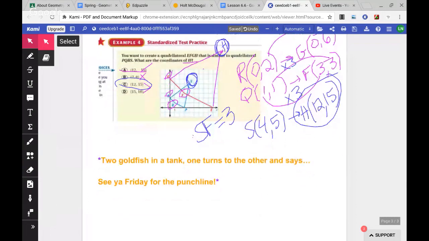Make sure you're listening well. 2 goldfish in a tank. One turns to the other and says, see you Friday for the punchline.